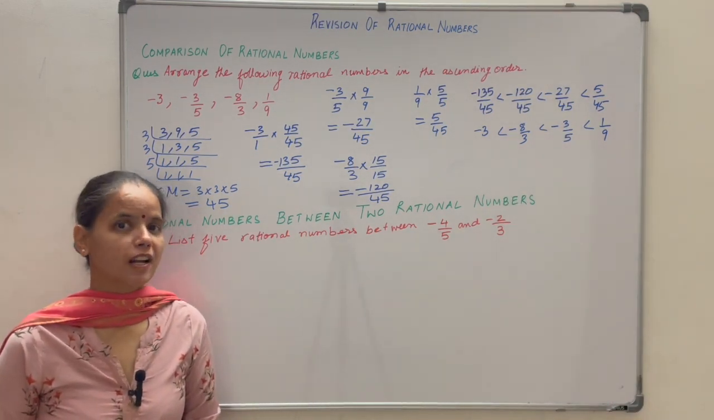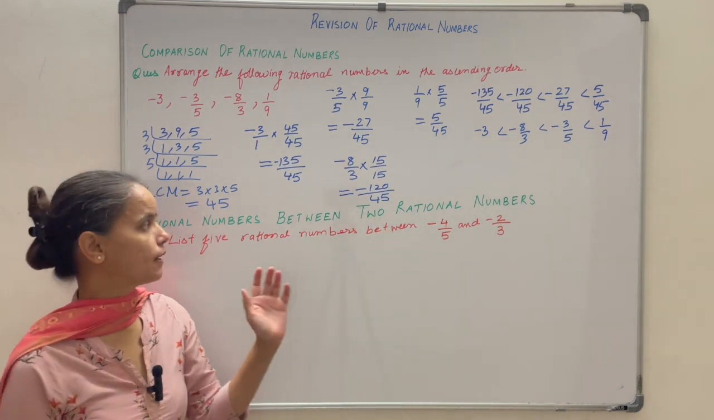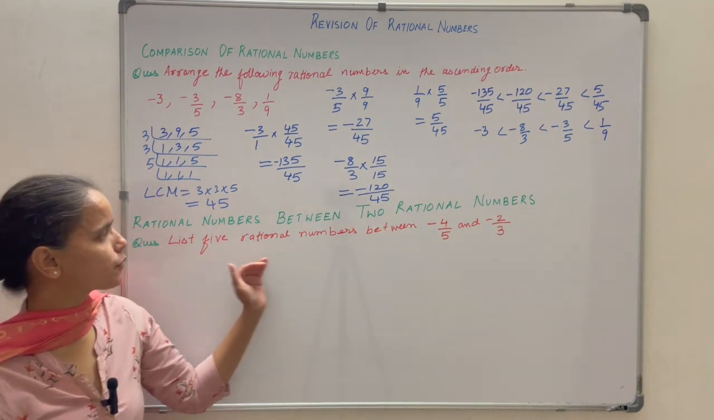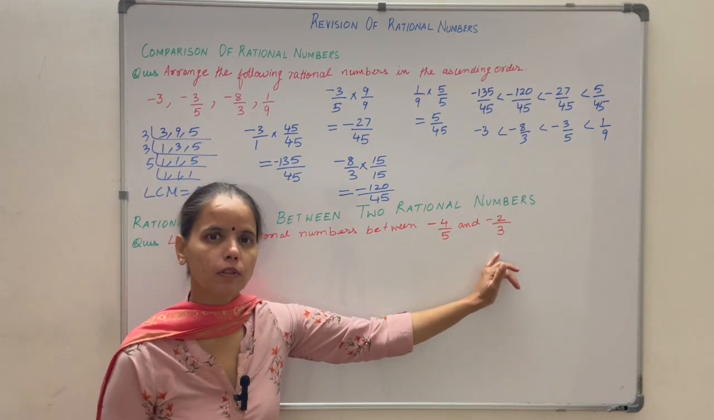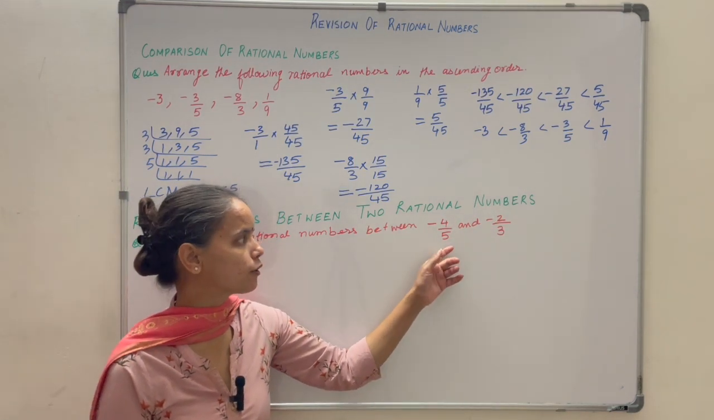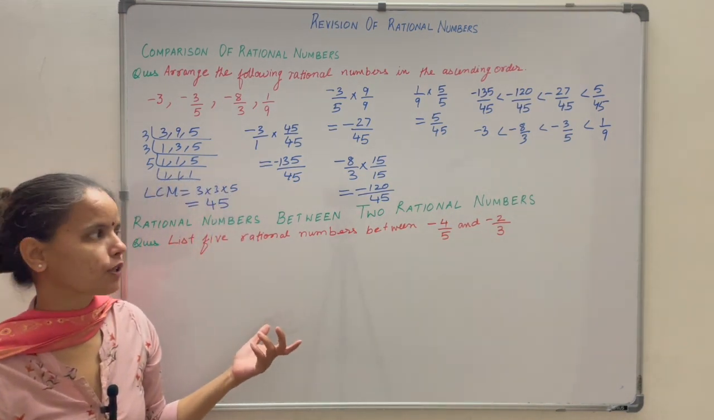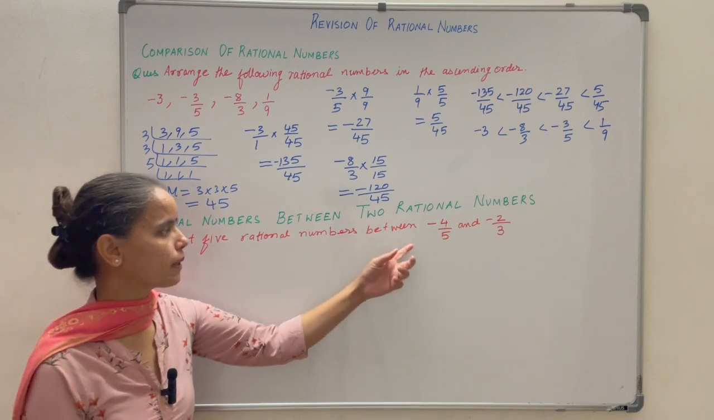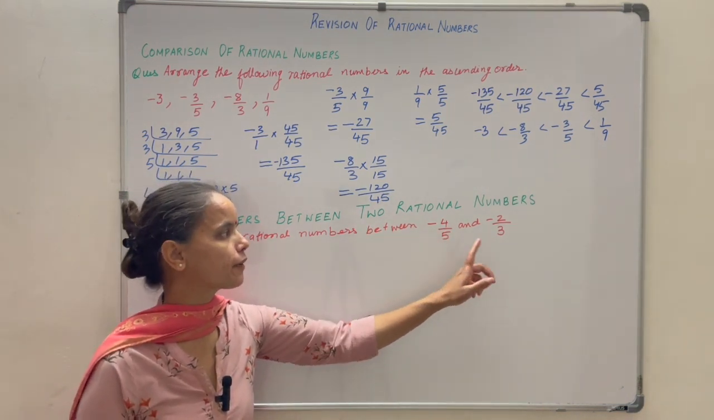There are infinite rational numbers between two rational numbers. Let us take this question. List 5 rational numbers between minus 4 upon 5 and minus 2 upon 3. So to do that, you need to make the denominators same and then find out the rational numbers in between. So here minus 4 upon 5 and minus 2 upon 3. The denominator here is 5 and 3.